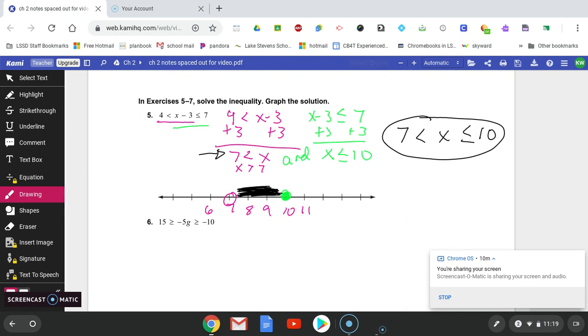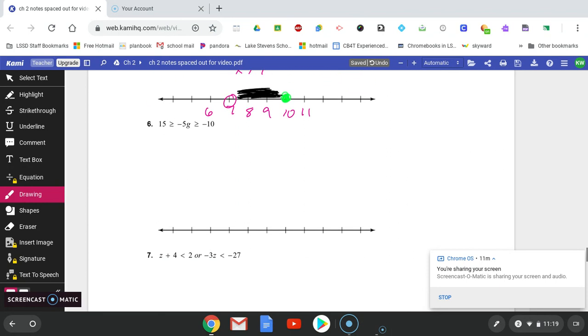So if I treated the original problem as one original problem, I could add a 3 here as long as I add a 3 to all 3 sections of the graph. So this would give me 7 is less than x, which is less than or equal to 10. It gives me the exact same answer all in one part instead of breaking it up into 2 separate parts. So you can choose which way you want to do it.